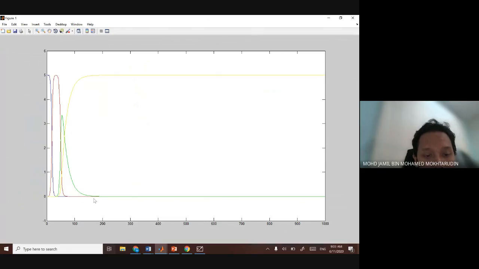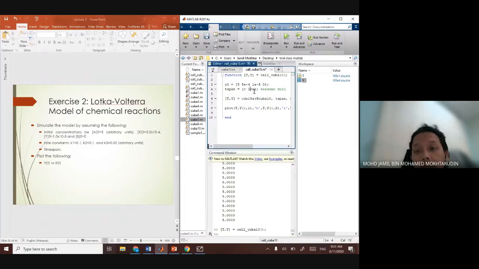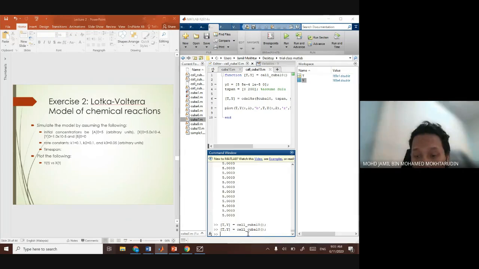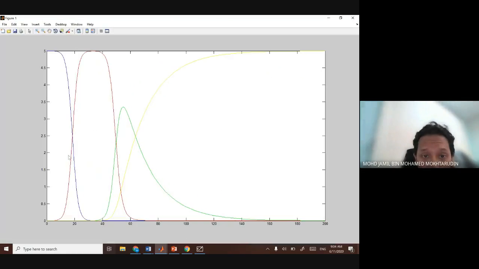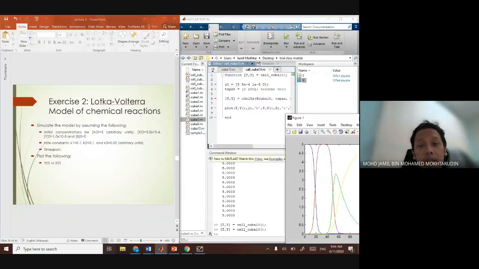So dekat sini nampak macam kecil sebab time range dia besar. So we can reduce the time range. Maybe kita tukar time span dia until 200, okay? So this is your answer for question example here.